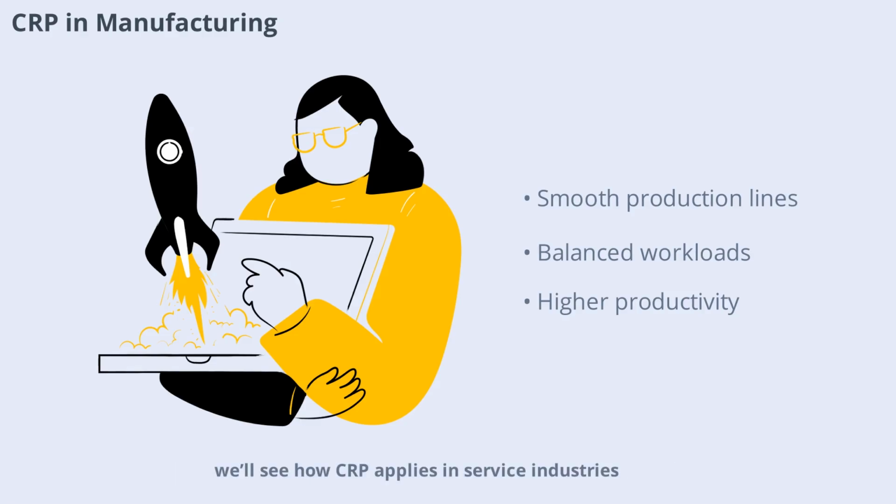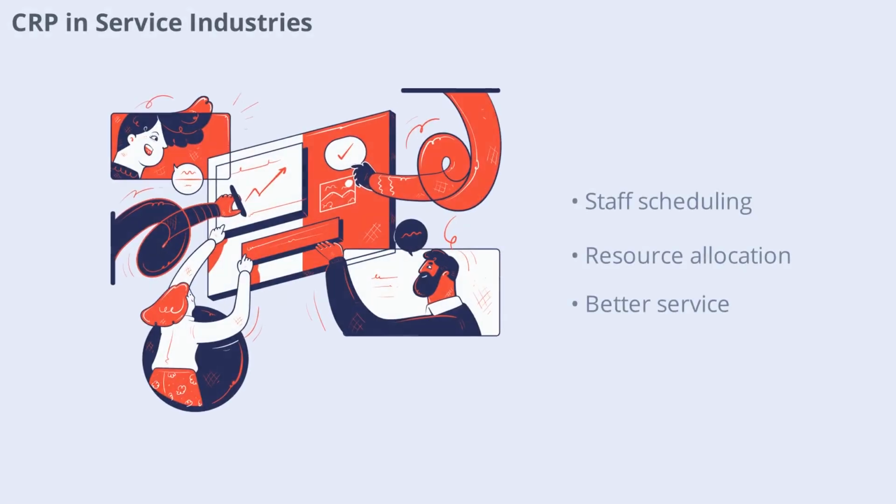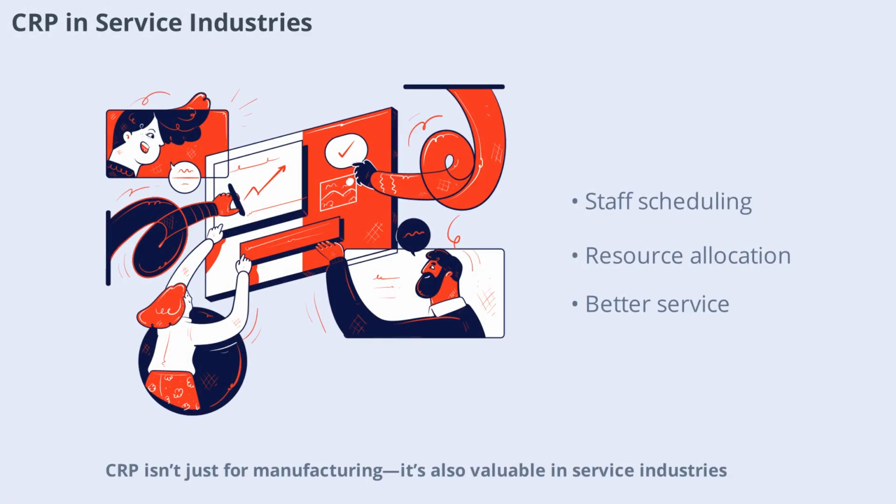Next, we'll see how CRP applies in service industry. CRP isn't just for manufacturing, it's also valuable in service industries. For example, hospitals use CRP to schedule staff and allocate operating rooms. Airlines use it to plan crew schedules and aircraft maintenance. By matching resources to demand, service organizations can deliver better customer experiences and operate more efficiently. This flexibility makes CRP a powerful tool across many sectors.